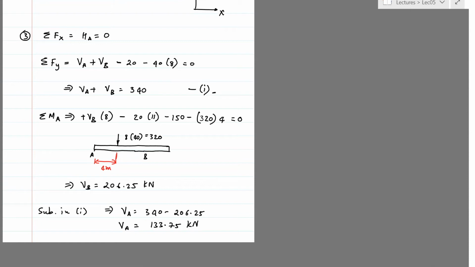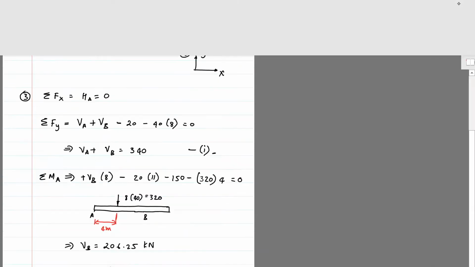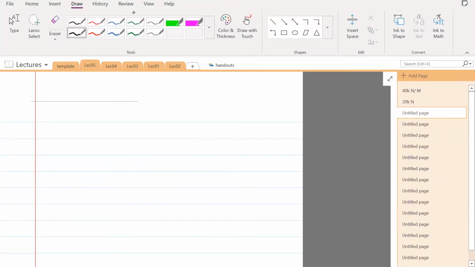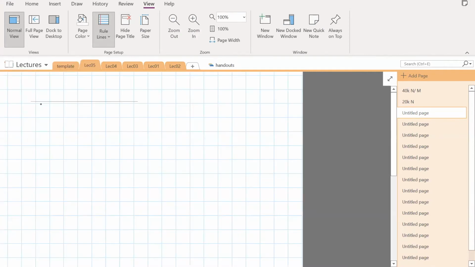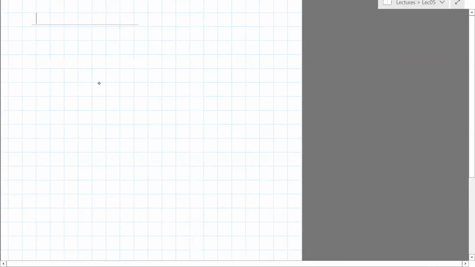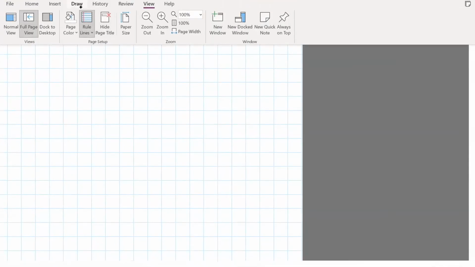Okay, let me know if you have any questions. Okay, so now we've got the reaction forces. The fourth step is the most tedious one, which is to draw the shear force and bending moment diagram. So let's do that. Let's just divide the page into 2.